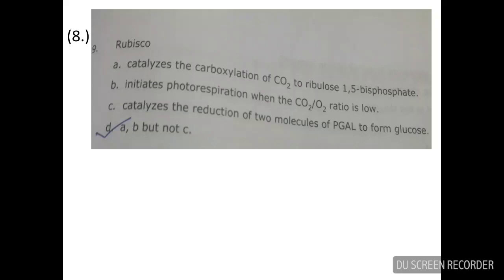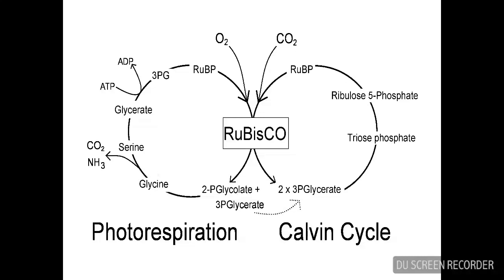Question number 8. Rubisco. What is Rubisco? Rubisco is an enzyme. Rubisco is a complex molecule composed of 8 large subunits and 8 small subunits. Okay, and the small subunit is coded by the nuclear genome, and it makes up about 50% of soluble protein in chloroplast. Rubisco is the most abundant protein in chloroplast, and it is also said to be the most abundant protein on the earth. Its activity is regulated by CO2, Mg2+ and pH. The optimum pH for Rubisco activity lies around pH 8.